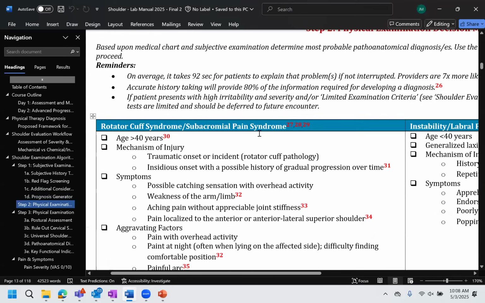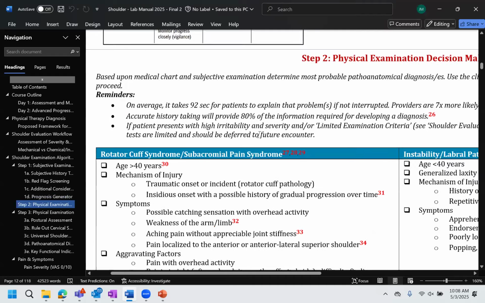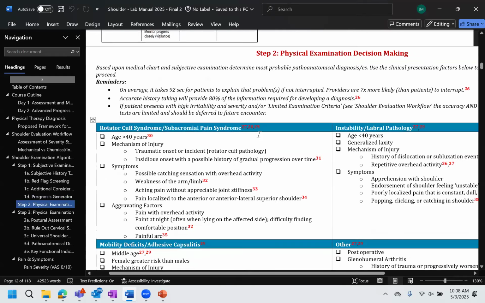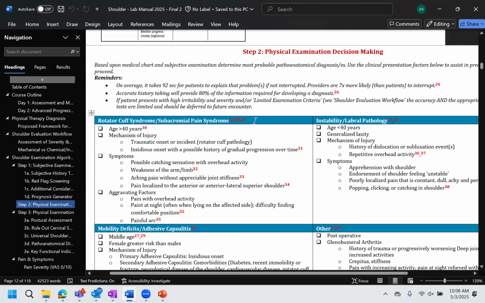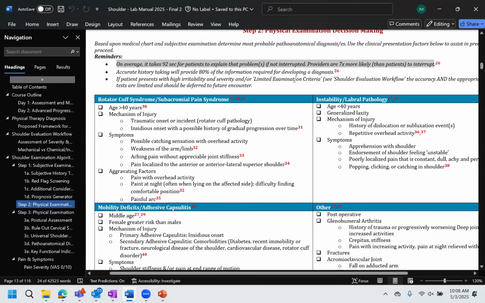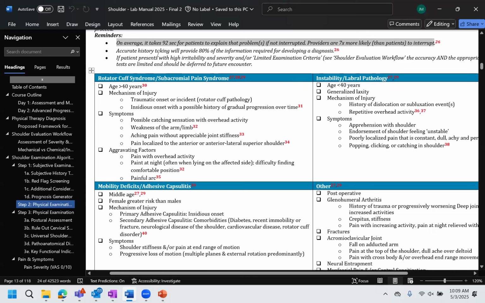Again, we could really talk at length about the subjective examination and what questions to ask, but I just don't think that that's where we want to spend the majority of our time because we are somewhat limited. So I put some helpful reminders. On average, it takes 92 seconds for patients to explain the problem if not interrupted. Providers are 7 times more likely than patients to interrupt. I agree with that. I'm definitely more likely to interrupt at times. Yep. Accurate history taking will provide 80% of the information required to develop the terminal diagnosis.